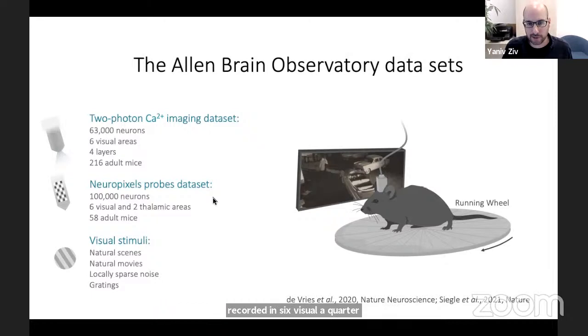And what we did was to analyze data, again, from head-fixed mice that were running on a wheel while they were passively viewing a natural scene movie. And the reason we chose a natural scene movie for our work was because this was the stimulus that was presented either twice, in two blocks within the same session, or at one block of several presentations every day in a three-day imaging course.